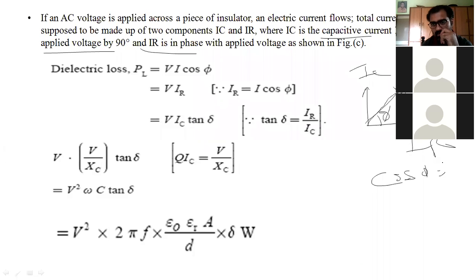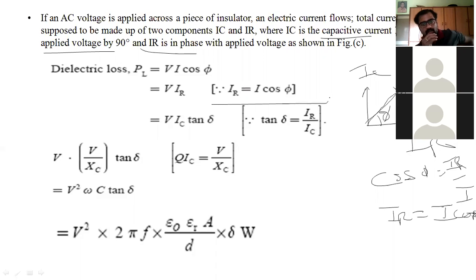What is IR by I? That is adjacent to hypotenuse. IR is the adjacent and I is the hypotenuse, so IR by I. From this we can calculate IR is equal to I into cos phi. That is the same thing we have written here. IR is nothing but I into cos phi. So as per the equation of the dielectric loss, PL is nothing but VI cos phi, and we replace I into cos phi with IR.